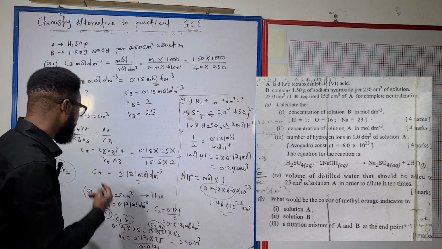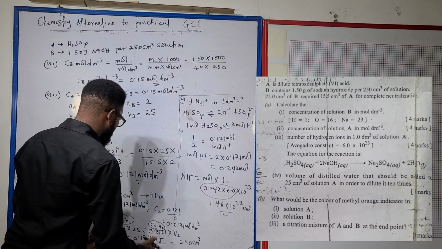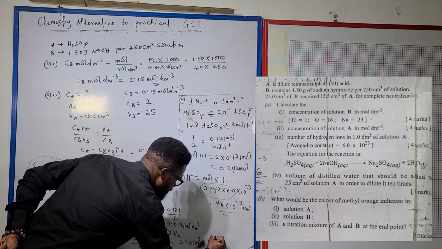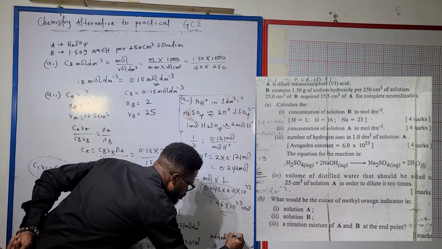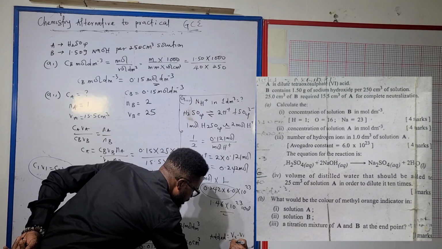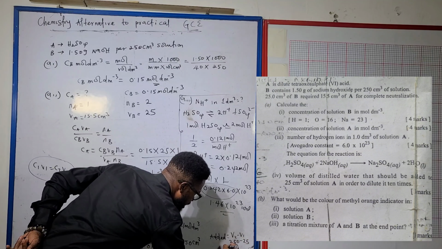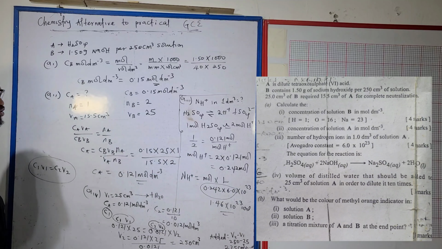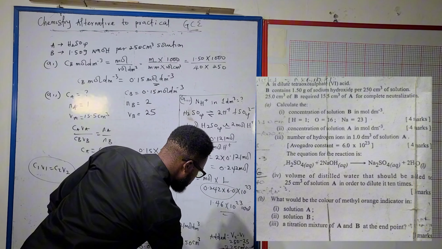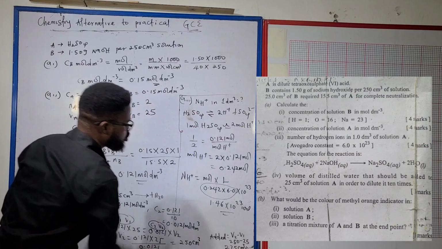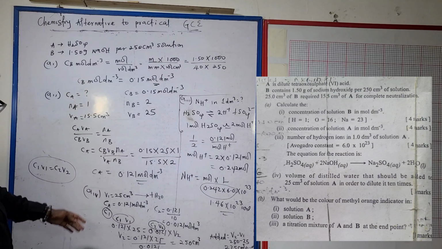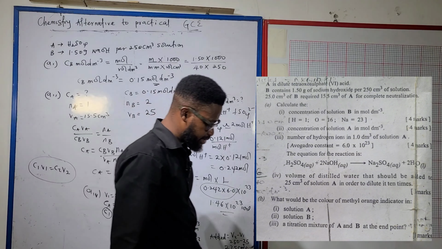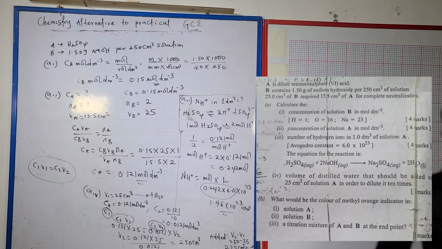250 cm cube. So if my V2 is 250, what should be added is V2 minus V1, and that's 250 take away 25, which is 225 cm cube. That is what should be added. So that ends A4, and that is also for 3 marks. That ends the whole of question A.